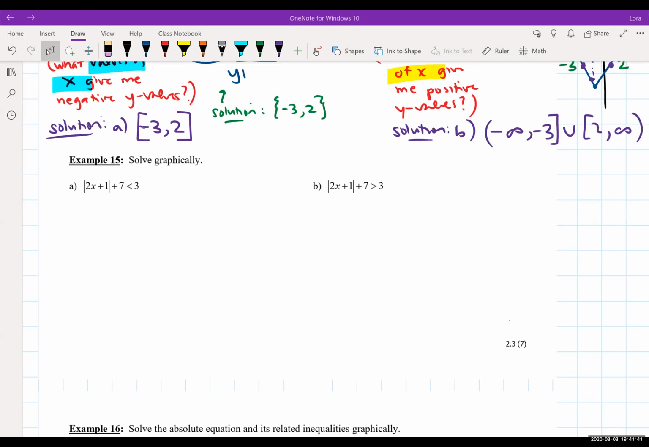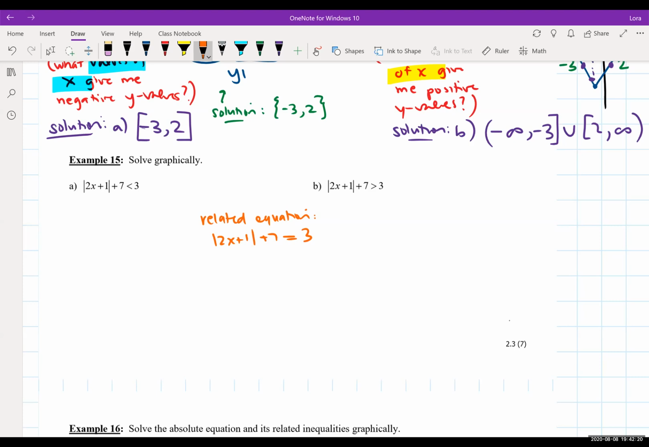Let's take another look at solving some absolute values graphically. I would like to still go with the root zero method. It's one of my favorites, and it causes less complications. So with both of these, part A, part B, I want to remind you that in both cases, if you look at the related equation, all it's doing is taking the absolute value of 2x plus 1 plus 7, and you're replacing the inequality symbol with an equal sign.